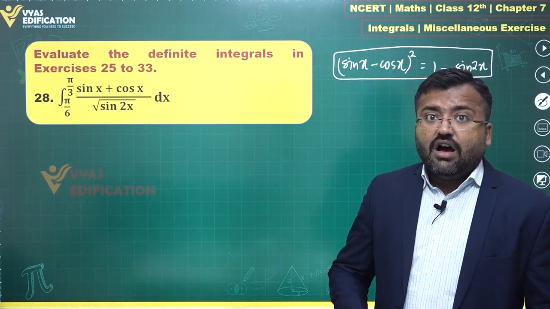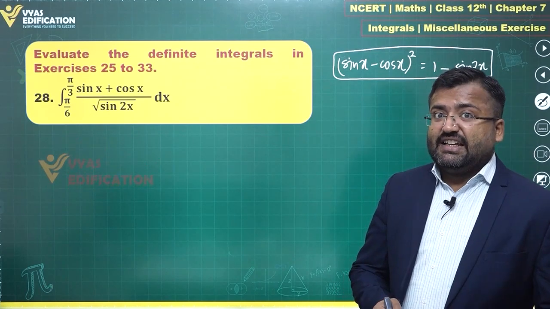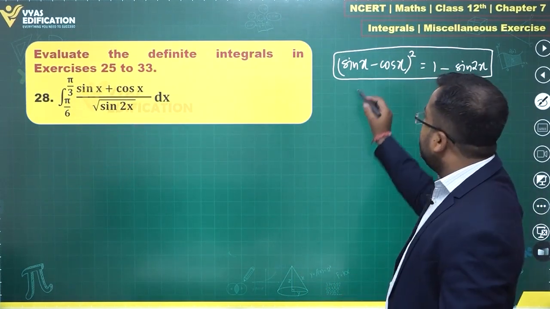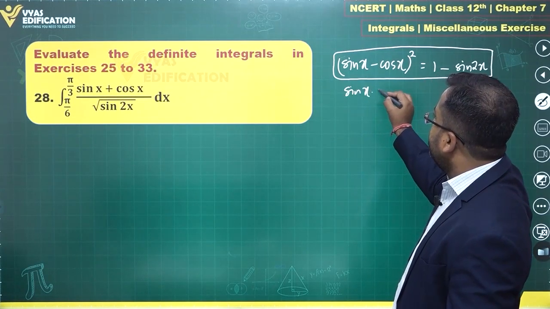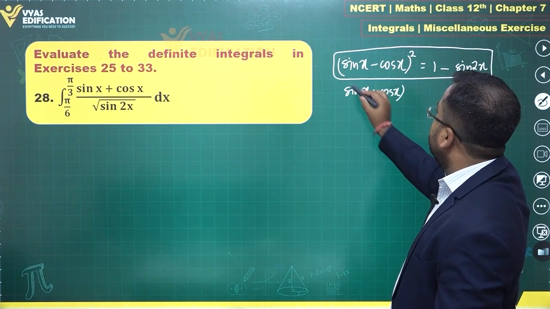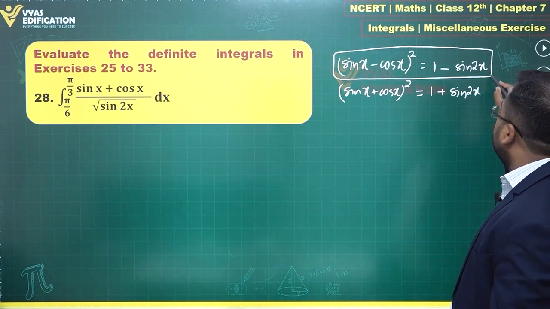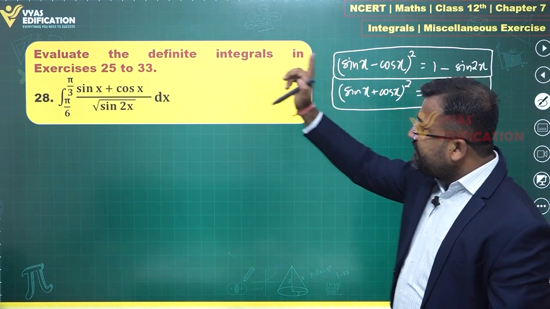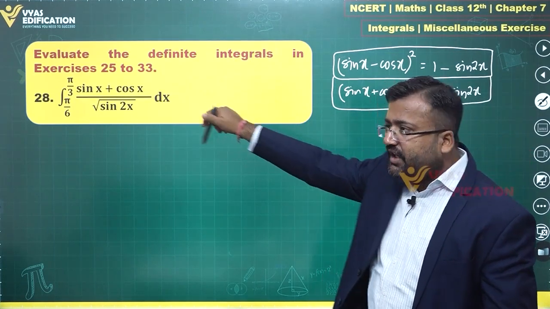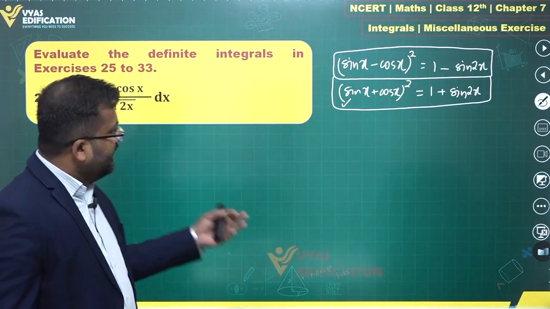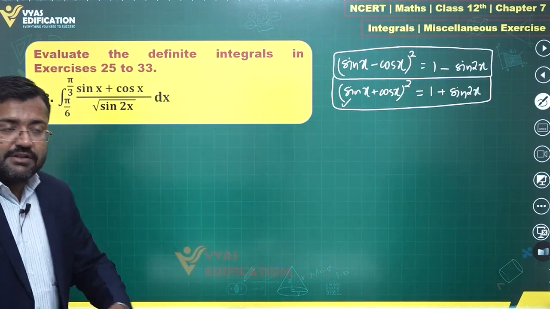In another case, if you have sin x minus cos x in the numerator, you will use this other idea. What is that? Sin x plus cos x whole square is equal to 1 plus sin 2x. This is what you'll get. In case you have sin x minus cos x in the numerator, you will put sin x plus cos x as t. And let's see in this question, how does that help us?